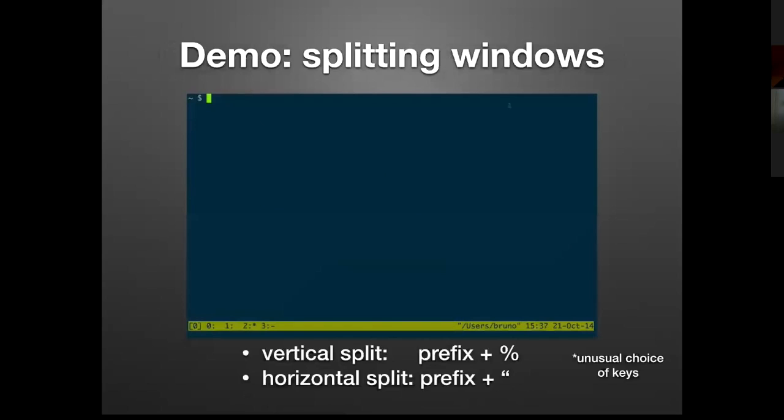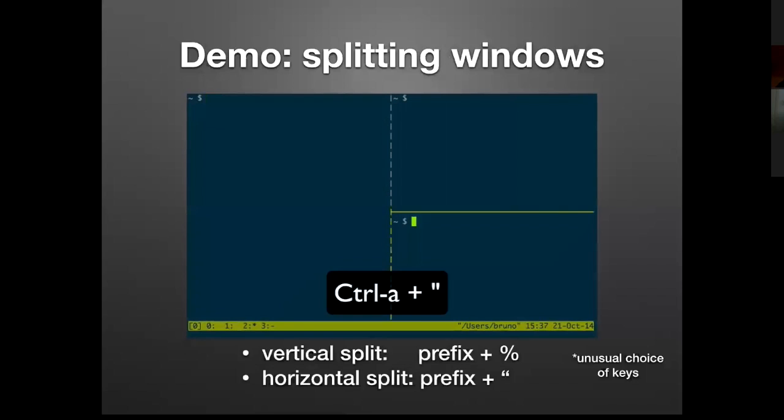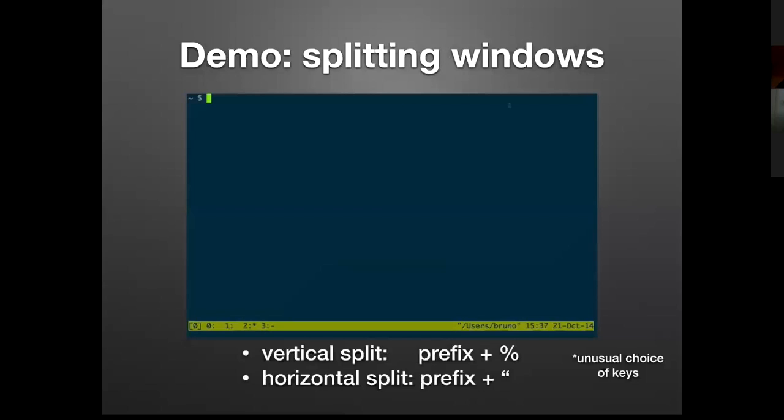Okay, next slide. Another cool feature of tmux is window splits. And this is something you definitely can't have in your default terminal application, and tmux has it. So let's see how splits look. There you go. This is a vertical split, and this is a horizontal split. That is done with prefix plus percent key and prefix plus double quote key. Just a note here, this is a pretty unusual choice of keys and we'll show how to remap those a bit later.